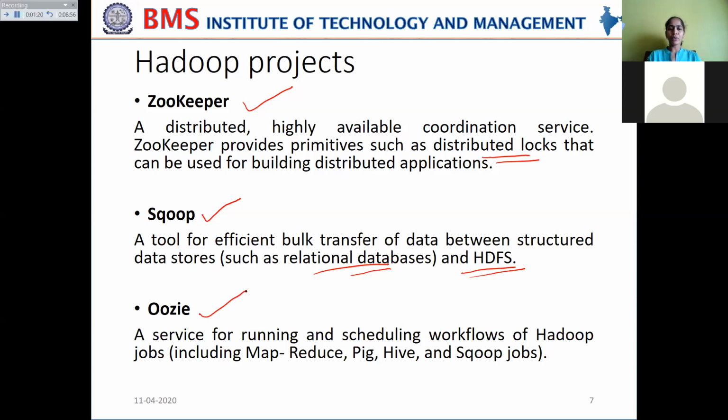And the next project is Oozie. It is a service for running and scheduling workflows of Hadoop jobs, including MapReduce, Pig, Hive, and Scoop jobs. Okay, this is something like an interface where you can schedule all these tasks in a workflow, right from the beginning of taking the data, transferring the data, pre-processing the data, scheduling jobs on the data, analysis jobs on the data, and consolidating the final results. All this set of tasks can be scheduled as workflows by using Oozie.